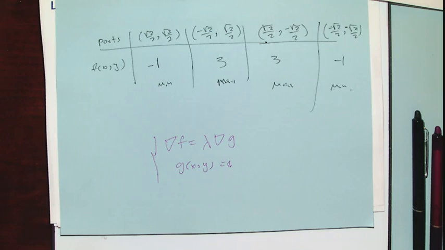So how's this going? Gradient of f. What is g? G of x and y. What is that? Somebody say louder. G of x and y is equal to x plus 2y? X plus 2y? G of x and y is x plus 2y.